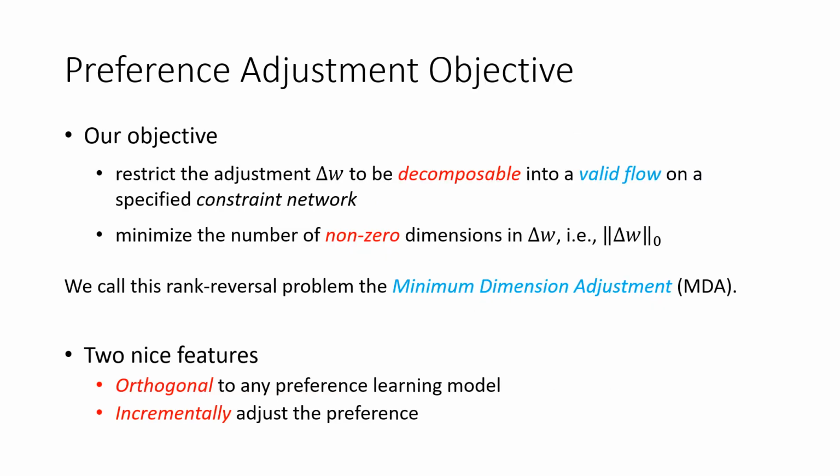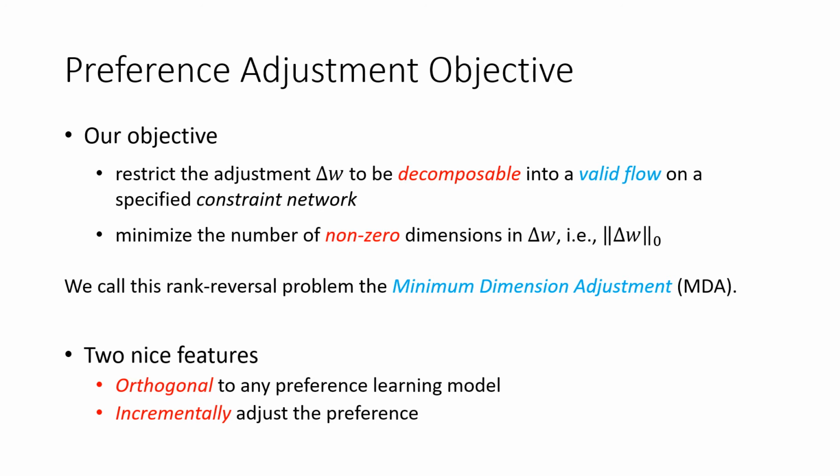Specifically, our objectives on preference adjustment are twofold. First, we want to restrict the adjustment delta W to be decomposable into a valid flow on a specific constraint network. Second, we want to minimize the number of non-zero dimensions in delta W, and we call this rank reversal problem the minimum dimension adjustment. Our work exhibits two sweet features.